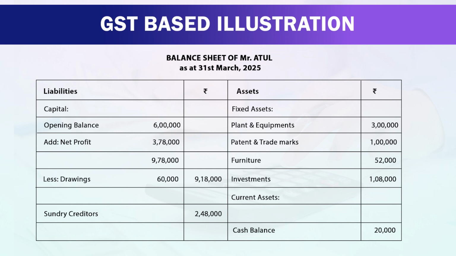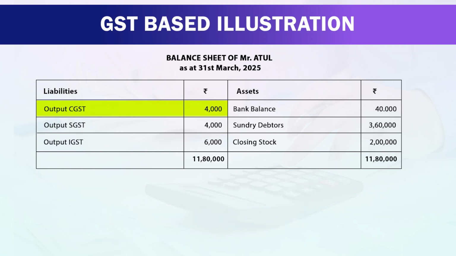We are having capital of rupees, opening capital of rupees 6 lakh. Net profit we have earned during the year 3,78,000, that comes to 9,78,000, but during the year owner has withdrawn 60,000 rupees. So, final capital at the end of the year is 9,18,000. Sundry creditors 2,48,000, output CGST which is payable 4,000 rupees, then output SGST payable 4,000, output IGST 6,000.